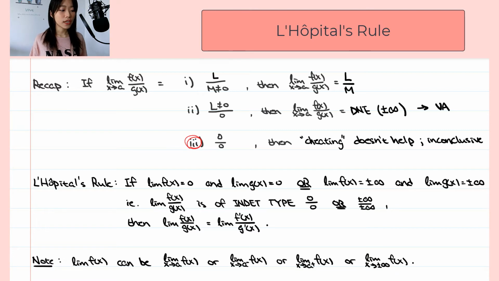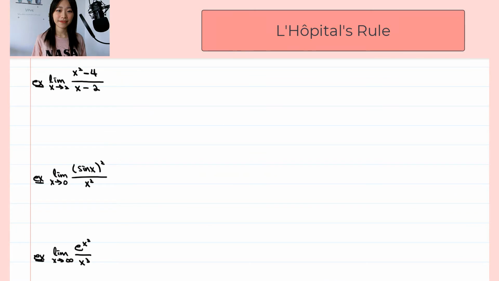And a quick note, I said limit of f of x and limit of g of x. And this limit can be a regular limit, or left-sided limit, or right-sided limit, or even limit at infinity. Now let's look at some examples.